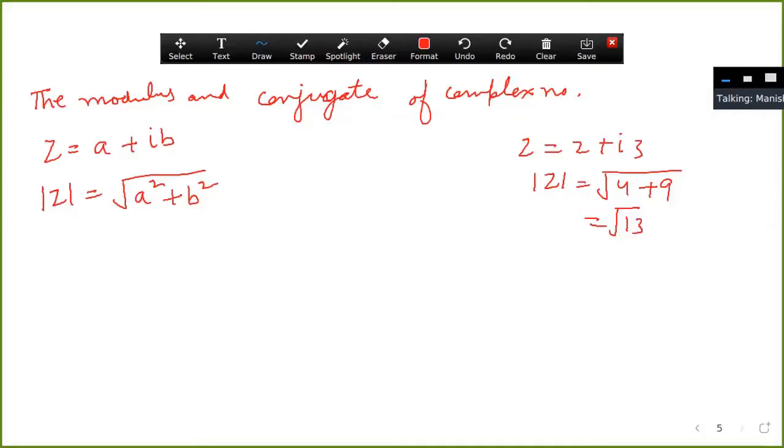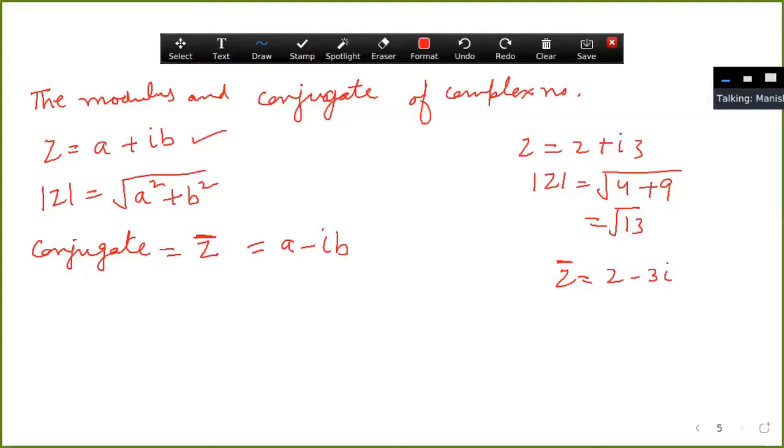Okay. Now the conjugate of the complex number. Suppose z is the complex number. Then z conjugate means put a bar sign on the z. Conjugate of the function means change the sign of the imaginary part. If z is 2 plus iota 3, then z conjugate will be 2 minus 3 iota. You can write it like this: change the sign of the imaginary part.